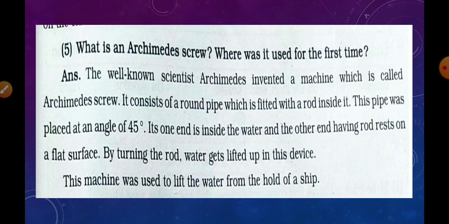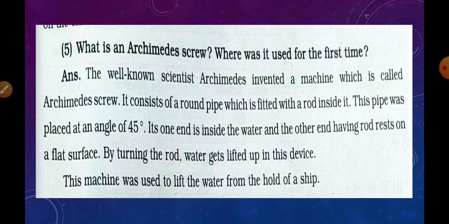Then next question, what is an Archimedes screw? Where was it used for the first time? The well-known scientist Archimedes invented a machine which is called the Archimedes screw. It consists of a round pipe with a rod inside it. The picture is given in our textbook.